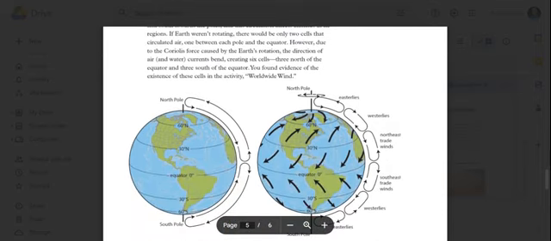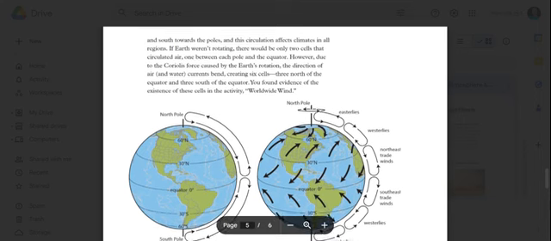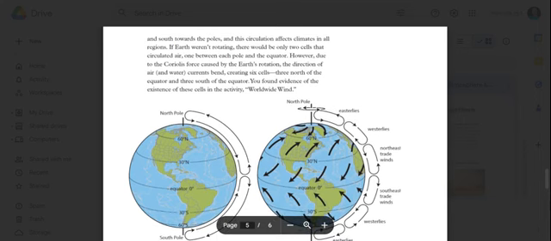Reread this paragraph as you look at this graphic. Notice that we have the northern hemisphere and the southern hemisphere. The northern and the southern hemispheres are separated by the equator. Notice it says if Earth weren't rotating, there would be only two cells that circulated air, one between each pole and the equator. However, due to the Coriolis force caused by Earth's rotation, the direction of air and water currents bend, creating six cells, three north of the equator and three south of the equator. Count the cells.